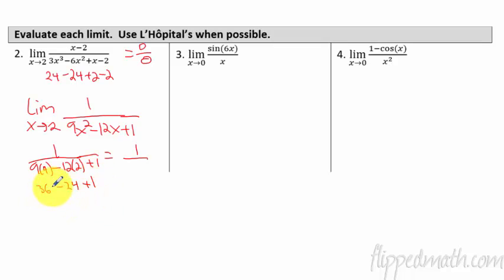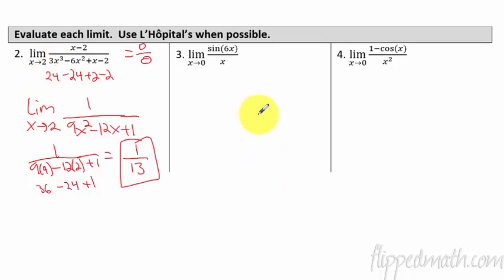This is really sloppy. 36 minus 24 is 12. 12 plus 1 is 13. 1 over 13. That is my answer. Look how awesome this was. You don't have to try to factor all this monster stuff. Just take the derivative of the top, derivative of the bottom, and then try the limit again.